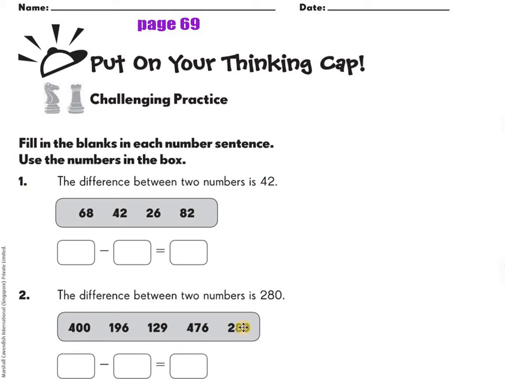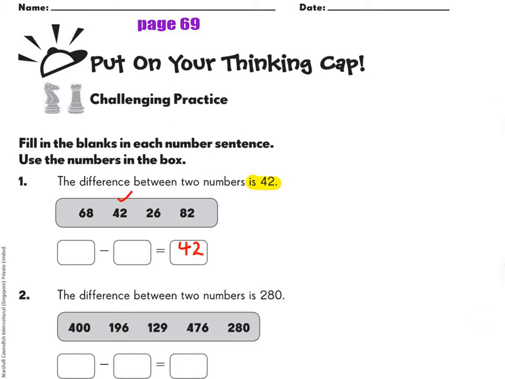Number 1 says, the difference between two numbers is 42. And I know that that signal "is" tells me equals. So whatever the difference is between two numbers, it's going to equal 42. That means I'm using that number right there. 42 is going to go right there.